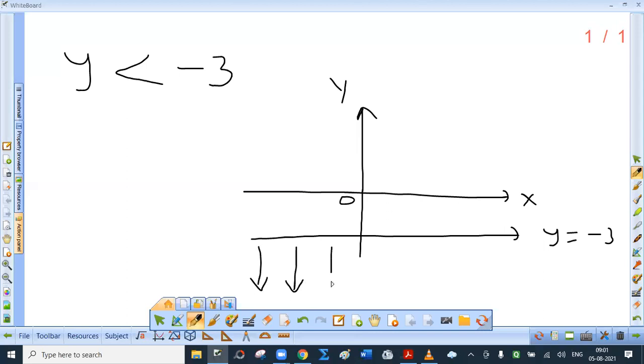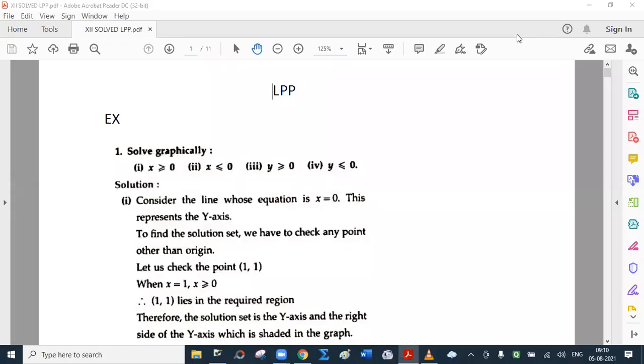Yes. Observe that arrows are not originating from the line. Why? Because if you start drawing an arrow from the line, that will mean y equal to -3. No, y is strictly less than -3. Actually, we will discuss this by considering examples from exercise 7.1.